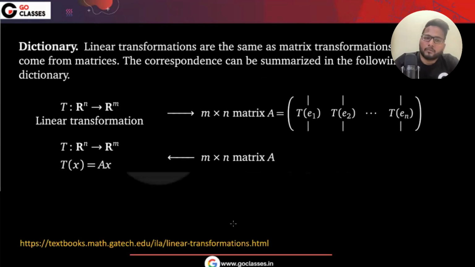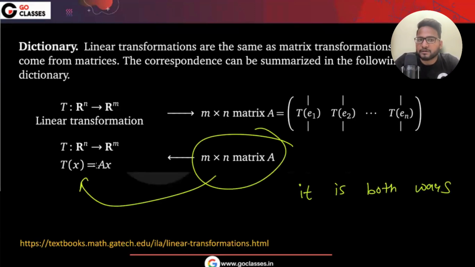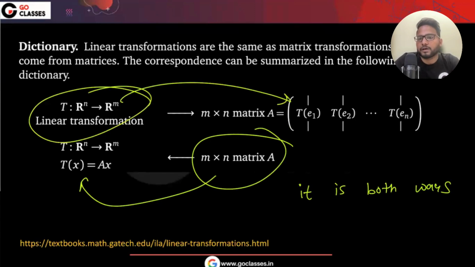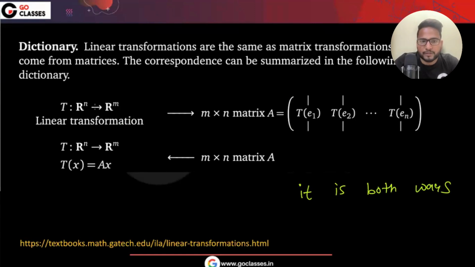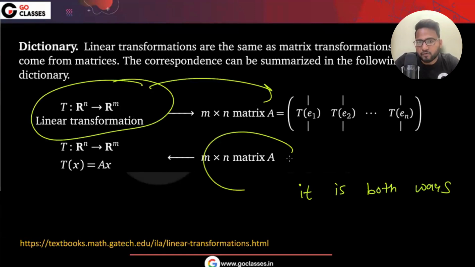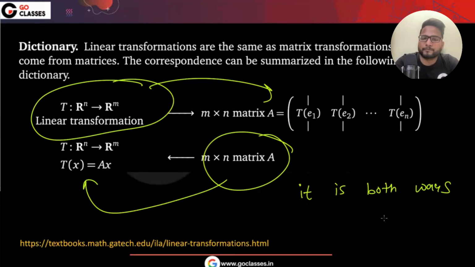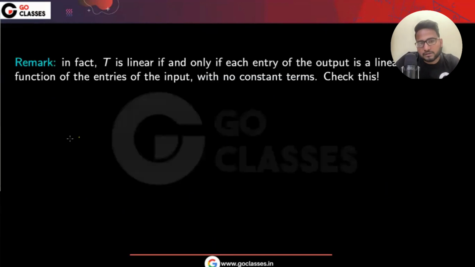We have also seen that for every linear transformation there is an associated matrix A, and vice versa, which means it is both ways. For every matrix A there is a linear transformation, and for every linear transformation there is a matrix A. Is this okay to everyone? We have also seen a short trick to identify a linear transformation.